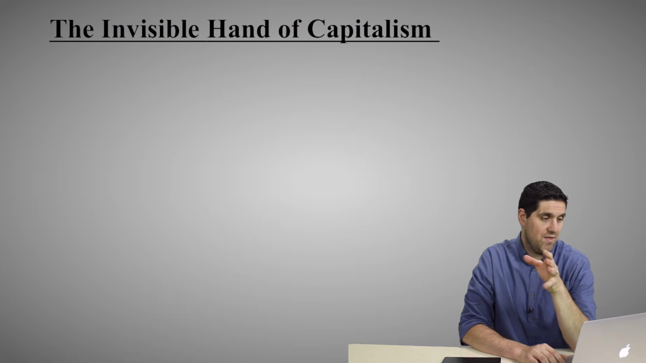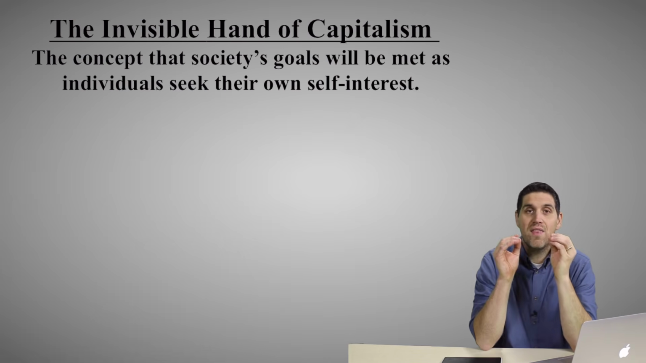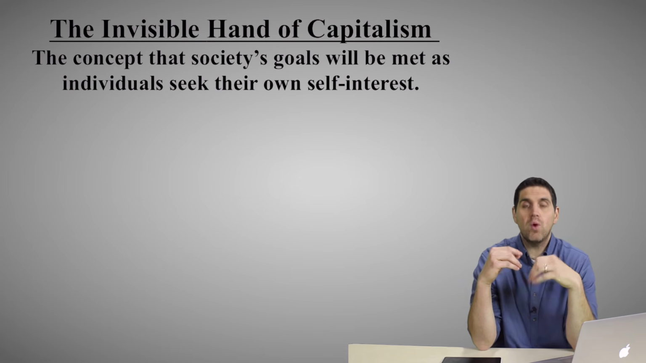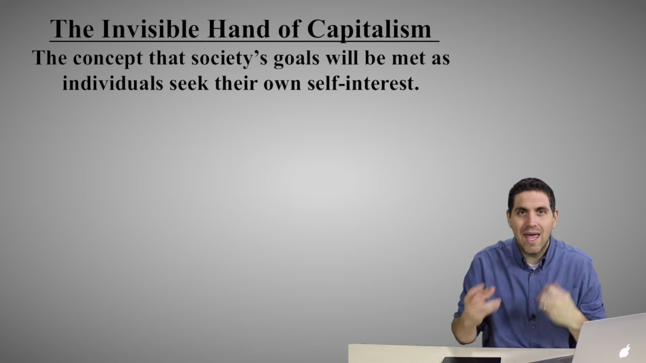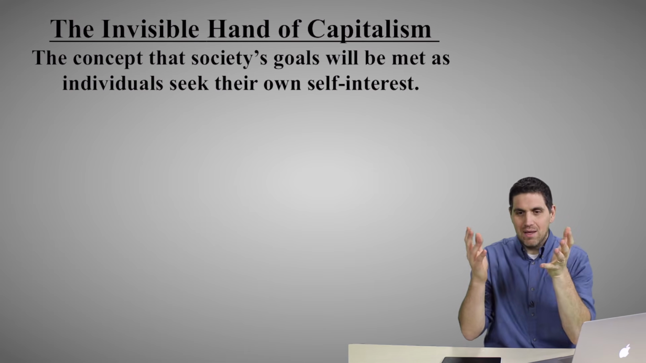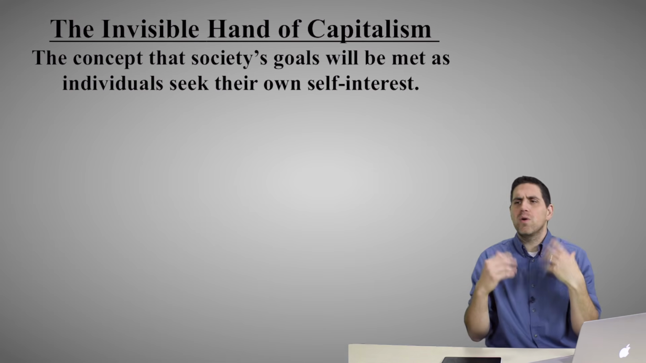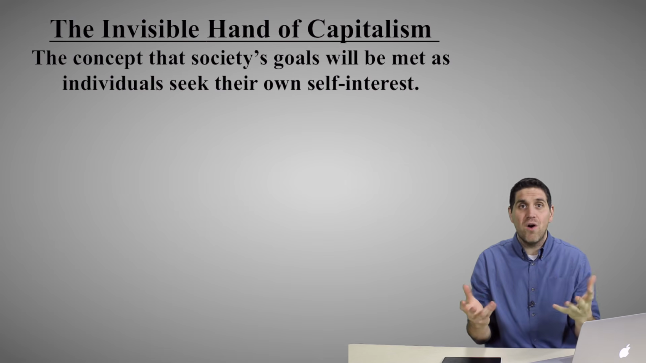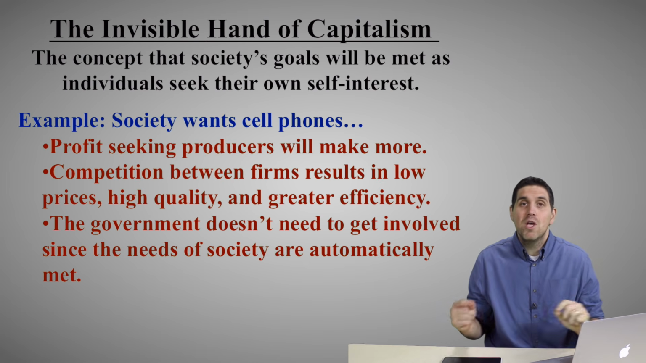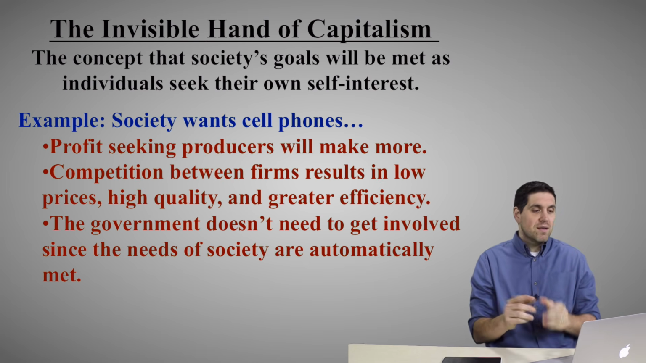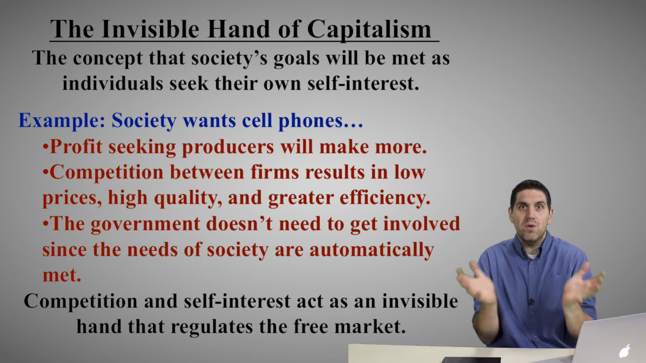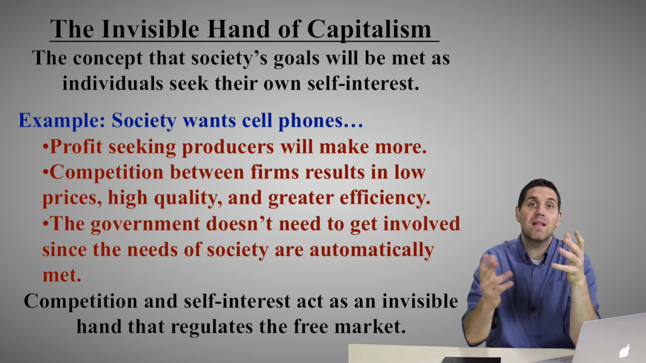The most important concept in capitalism is the idea of the invisible hand. The invisible hand is the idea that society's goals will be met as individuals seek their own goals. So a business can't get rich and can't make money unless they do something that you want. Like if I produce cars, I got to make awesome cars. I got to make awesome computers. I got to make awesome phones. If I don't, then people aren't going to buy them. So they got to make other people better off. And so society's resources will go to the right place based on what we want produced. Competition and self-interest regulate the free market system.